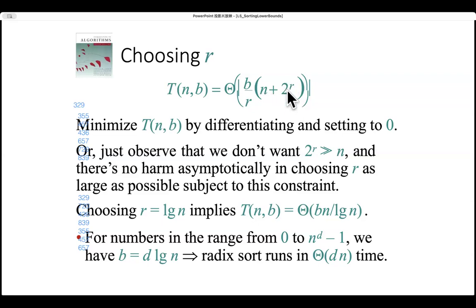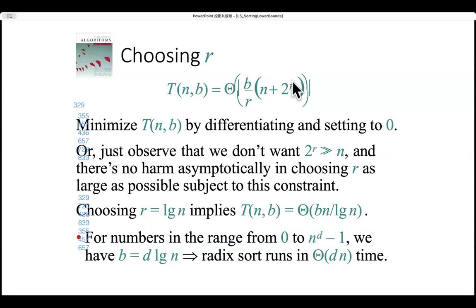If you make this part very small and this part very big, you are still not saving much because n is there. So you should try to make R as large as possible, but at the same time make sure it's not going to affect the linearity of the term inside the parentheses. One easy way is to choose R to be log n.